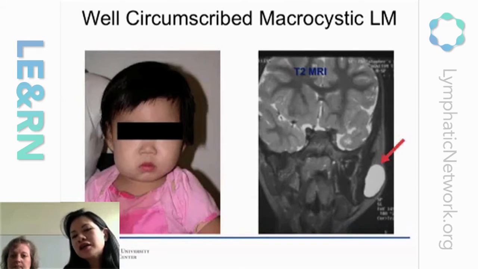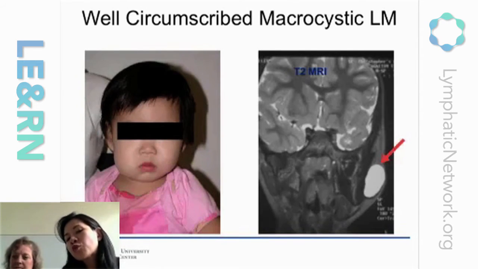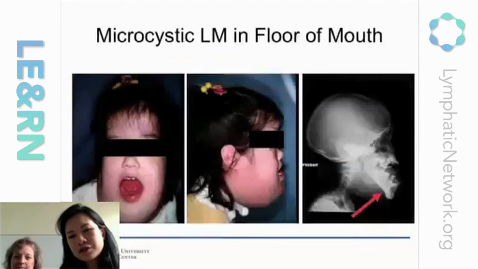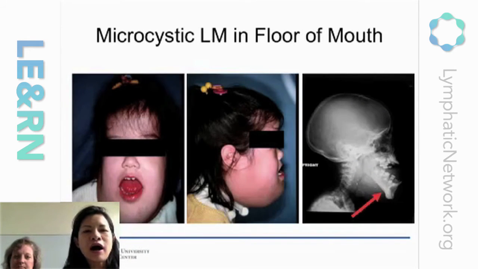You can imagine that one can surgically either take it out or stick a needle in there and put in some sclerosant to collapse this tissue. Again, both treatments would work very well, but there's always a risk for recurrence. And this is a little more complicated.